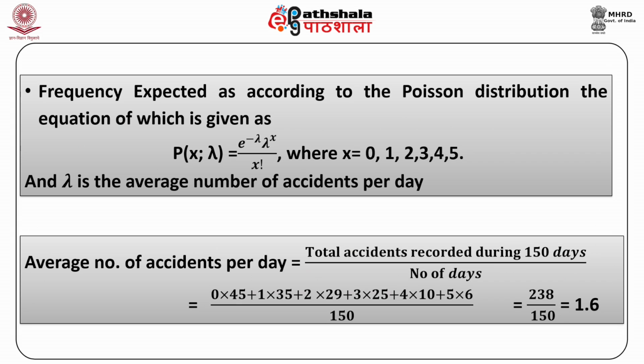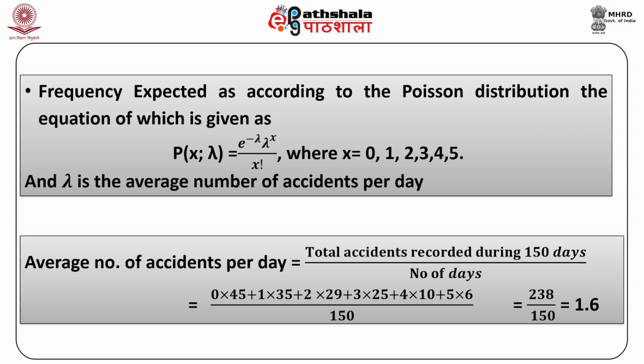Next step is to calculate the expected frequency, as according to the Poisson distribution, the equation of which is given as probability of x as a function of lambda, which is equal to e raised to the power minus lambda into lambda raised to the power x upon x factorial, where x is equal to 0, 1, 2, 3, 4, 5.